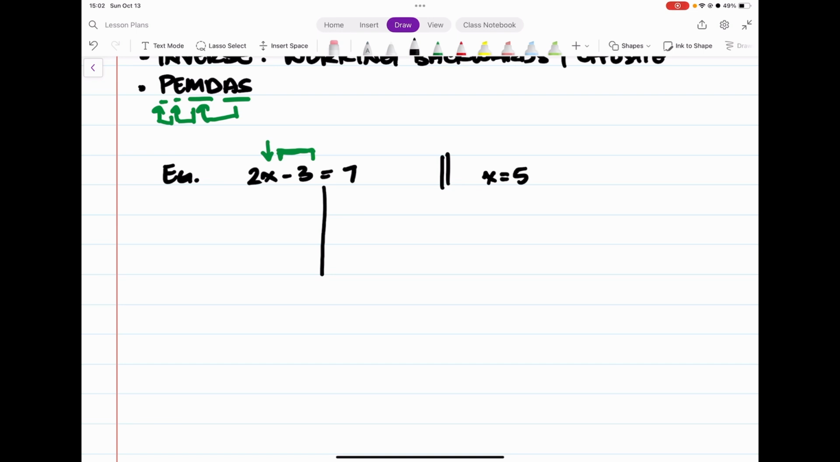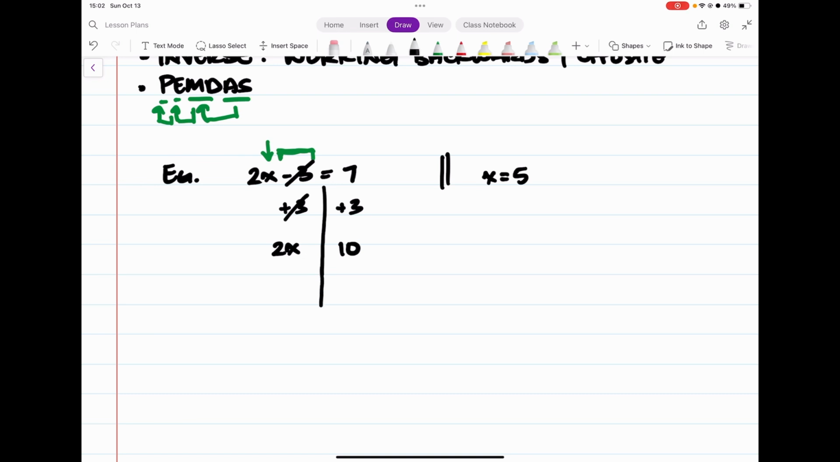So if I have minus 3, I want to get rid of that. I'm going to do the opposite, which is plus 3. Remember that I have to do it to both sides. So then I can cross that off on the left side. I'm left with 2x, and 7 plus 3 is equal to 10.